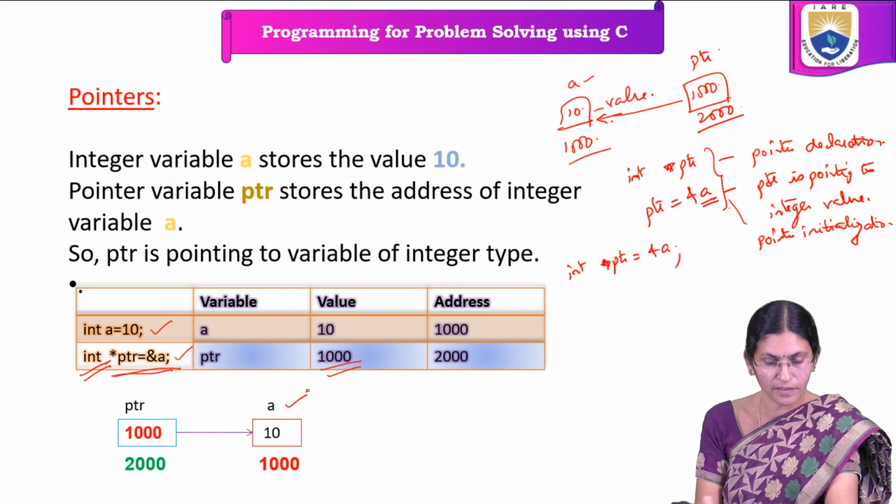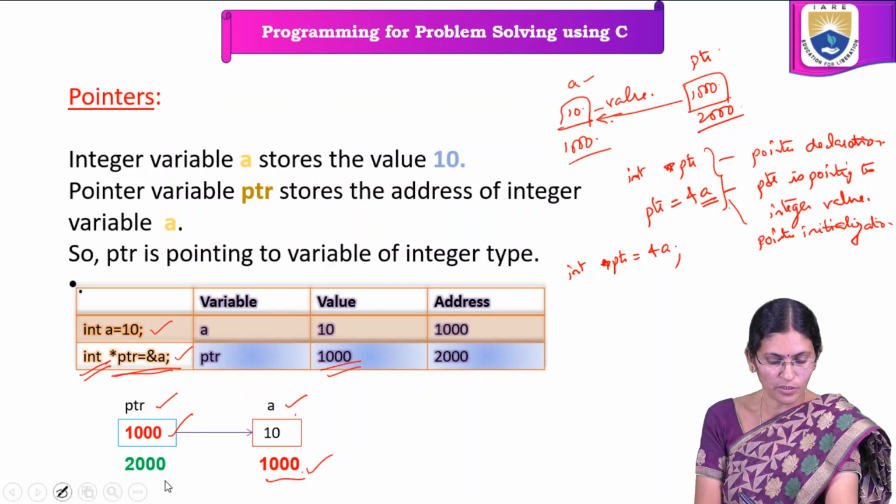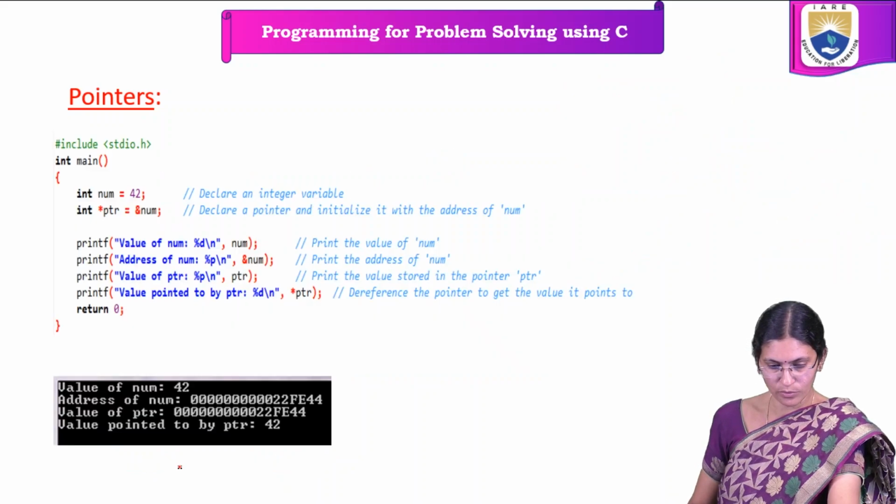Suppose here a is a variable and its value is 10, corresponding address is 1000. So it is stored at memory location 1000. So ptr will hold the address. Now we can say that ptr is pointing to a. ptr is pointing to a means ptr is storing the address of a. So it will have its own address. That address is given by 2000.